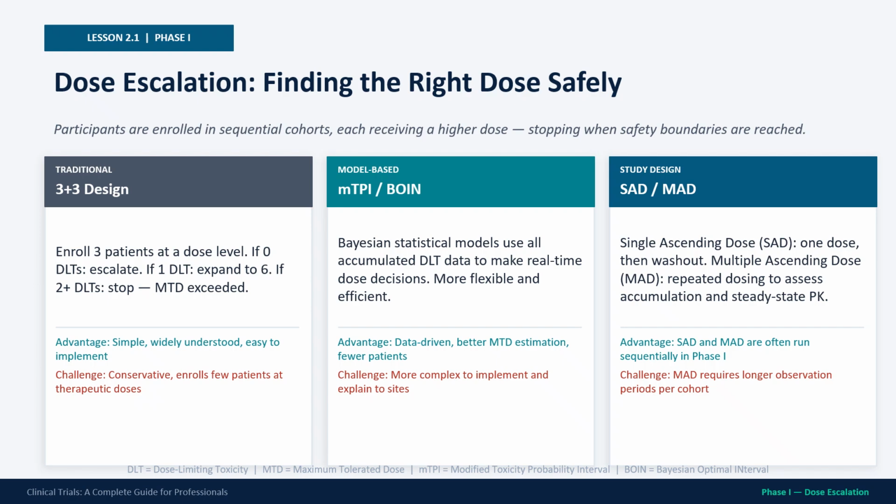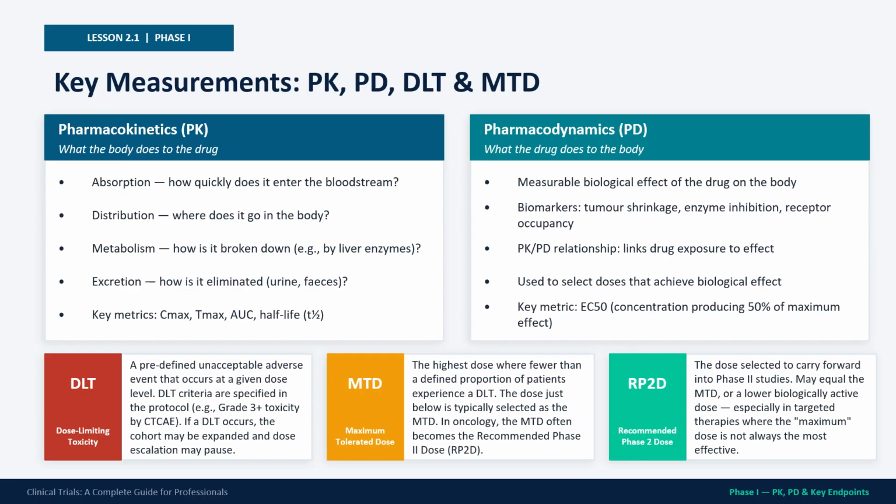Most Phase 1 programs also distinguish between single ascending dose studies, where each participant receives 1 dose, and multiple ascending dose studies, where repeated dosing is given to understand how the drug accumulates over time. SAD typically runs first, followed by MAD. Phase 1 introduces 4 terms that will follow you throughout your entire career in clinical research. Let's define each one clearly.